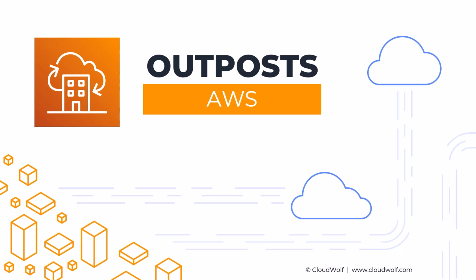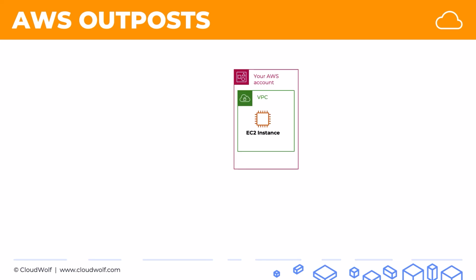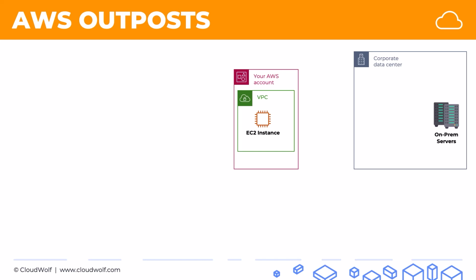Hello and welcome back. Today we've got a very exciting service, AWS Outposts. So let's look at a scenario, a hybrid environment setup. Here we've got our AWS account, and here we've got our corporate data center, and they're connected with site-to-site VPN or Direct Connect, or DX for short, which we've both discussed previously.